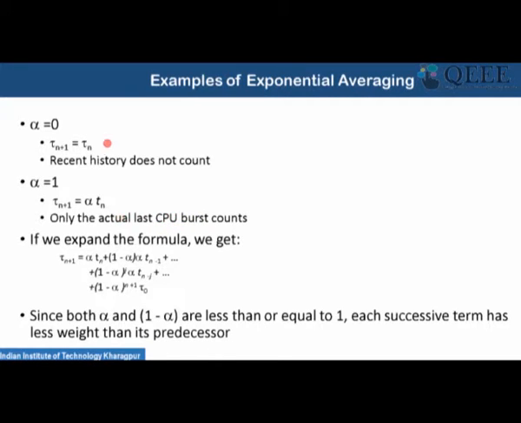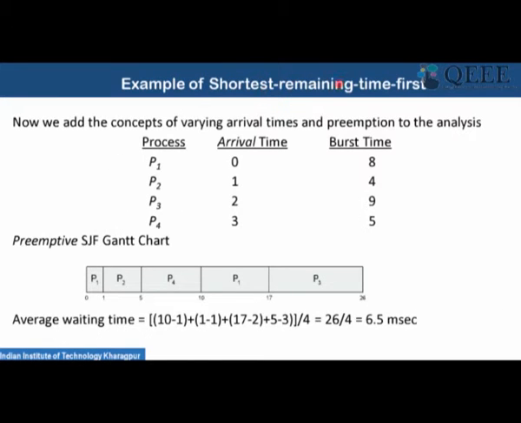So we want something balanced between these two. So here is an example of the shortest remaining time first scheduling algorithm. Assume that there are 4 processes, and these are their arrival times, and these are the corresponding estimated burst times.